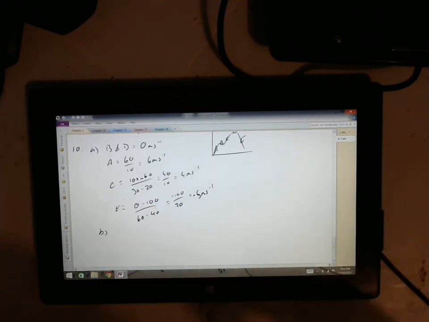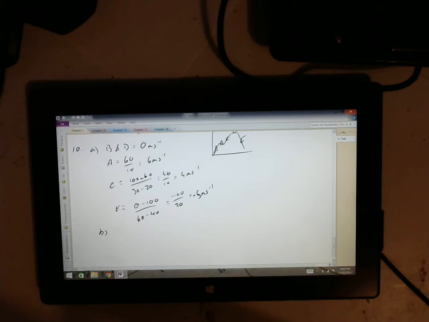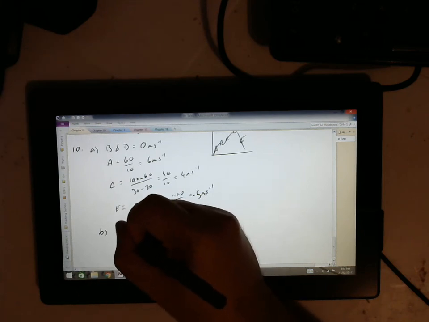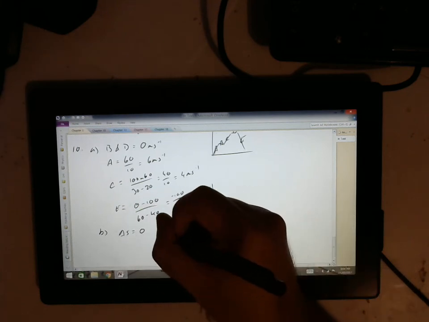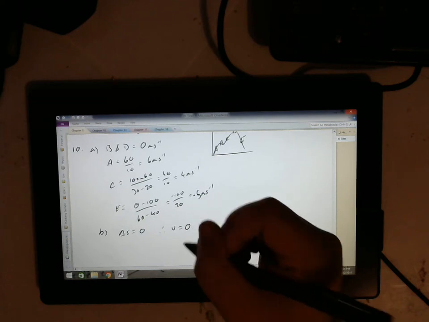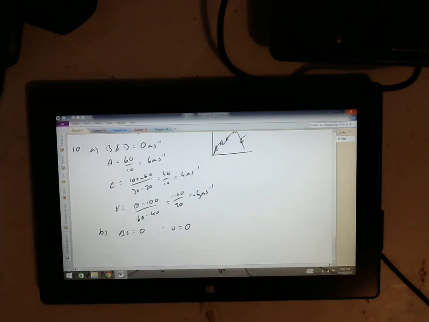Again, we're just working out the gradient each time. Calculate his average velocity for the whole journey. Well, that's easy. In fact, we don't even need to do any real math for that one. So if you look at this one, he starts at position 0, comes back to position 0. So his delta S is 0. Therefore, velocity equals 0, his average velocity for the whole thing.